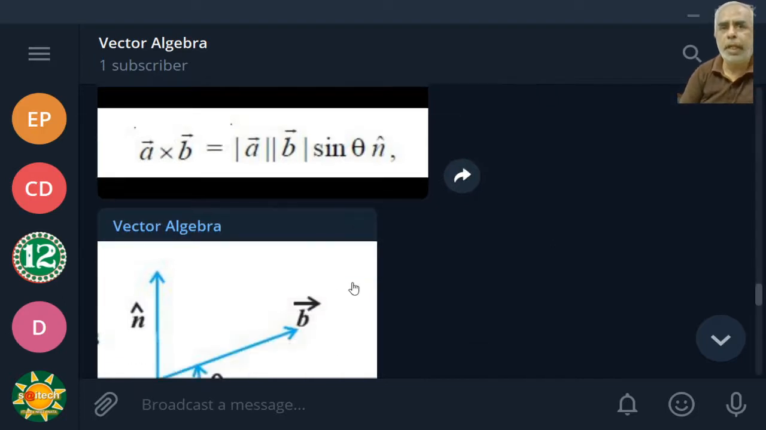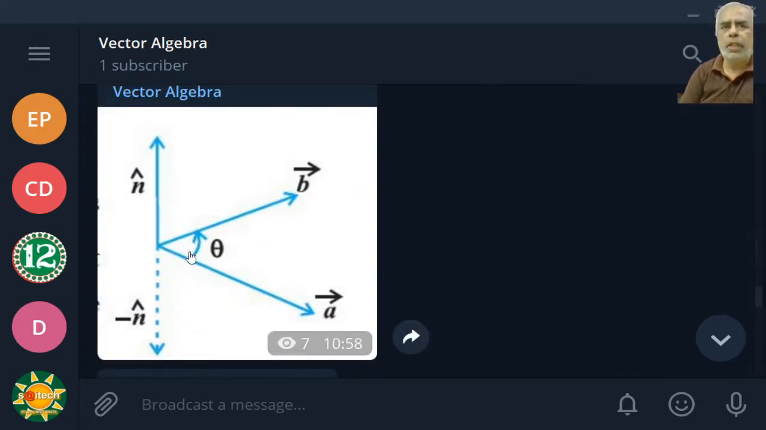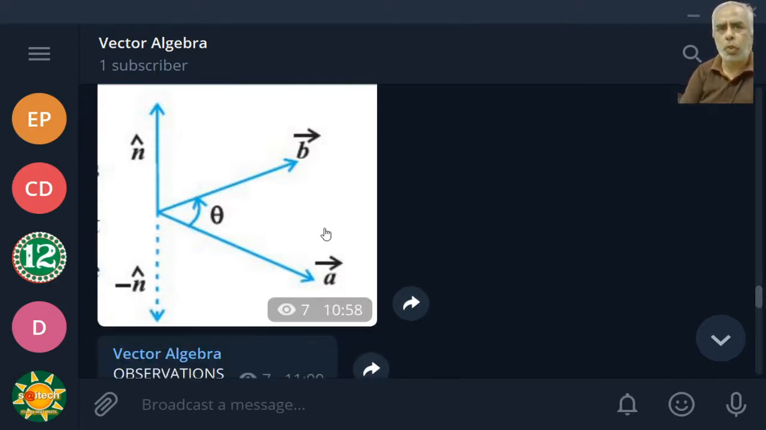That n cap indicates the normal. So this is the one. If the theta goes in this way, the normal will be upward. If the theta is going in this way, that is the anti-clockwise direction, then it goes downwards. Probably you would have indicated the current direction also based on this.